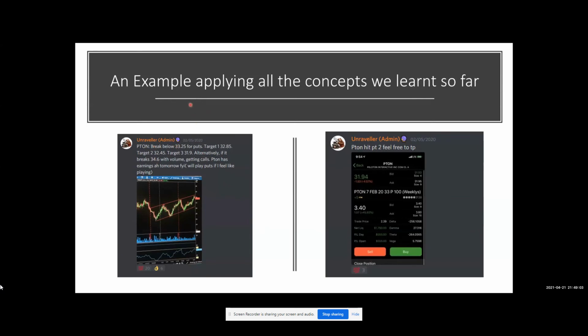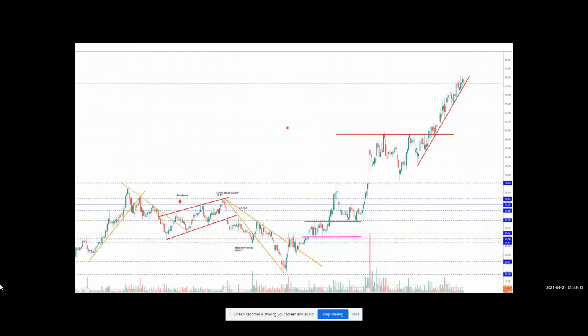If the stock breaks the 33.25 level, I will trade it to the downside and buy puts. And alternatively, if it breaks above 34.6, I'm going to get calls. So I said that Peloton has earnings after hours, and I'll play puts if I'm playing. Okay, so that's what I said. And let's go look at the trade now.